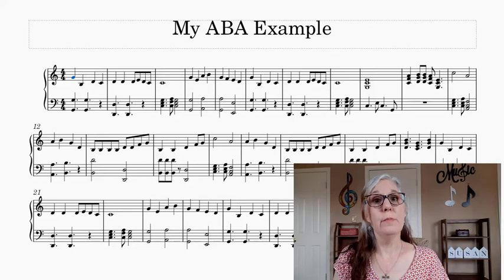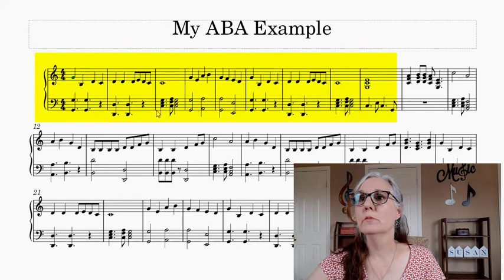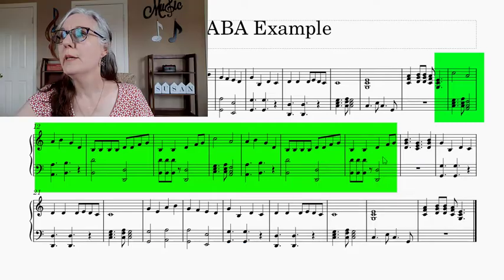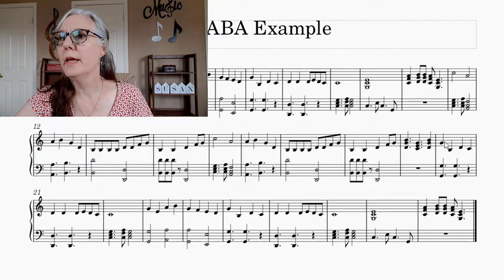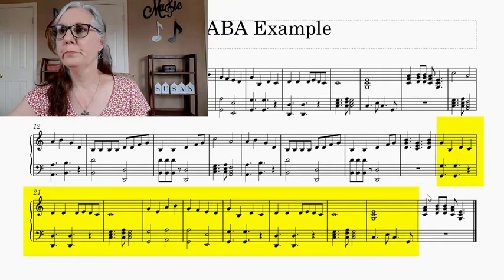Okay, so let's look at the form of this song really quickly. So we have our A section. The B section starts here. This is just a little one measure interlude I threw in really quick. The B section starts here at this measure. And another one measure interlude. And then back into the A section again with a little one measure coda.